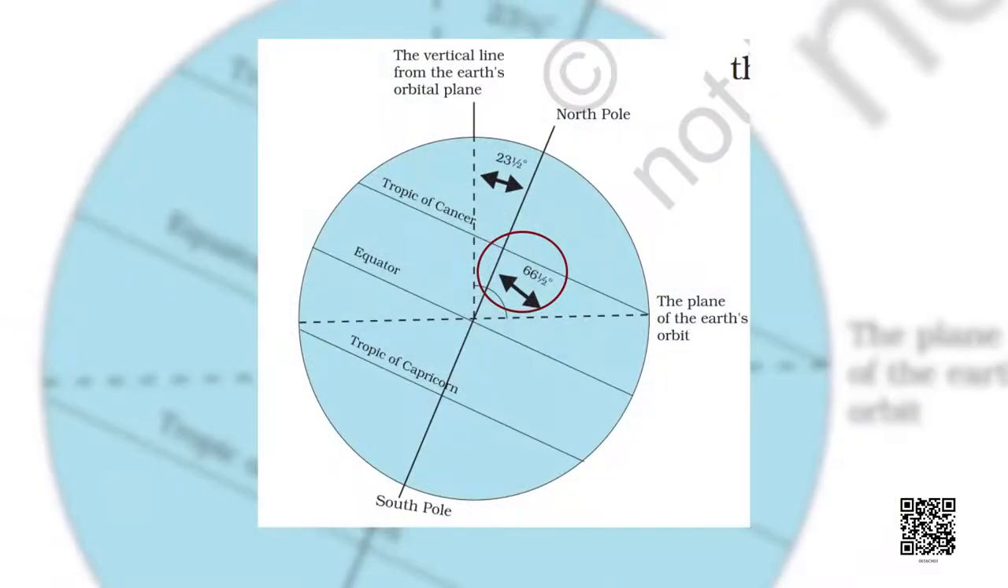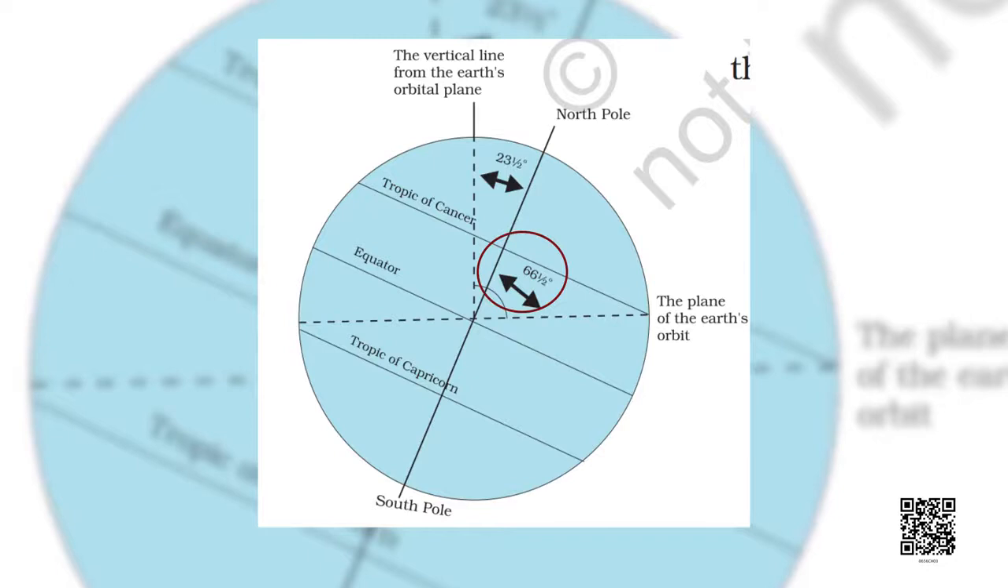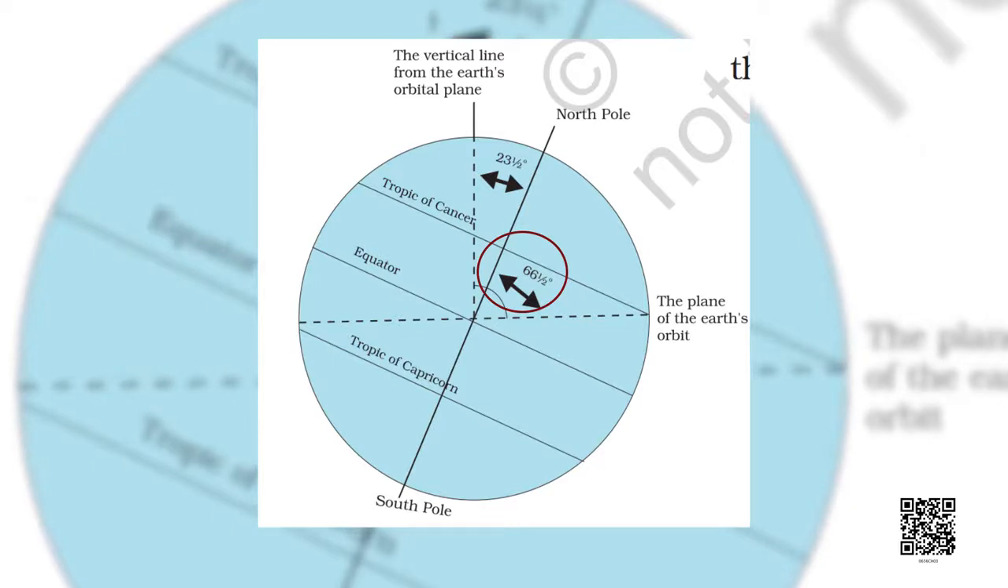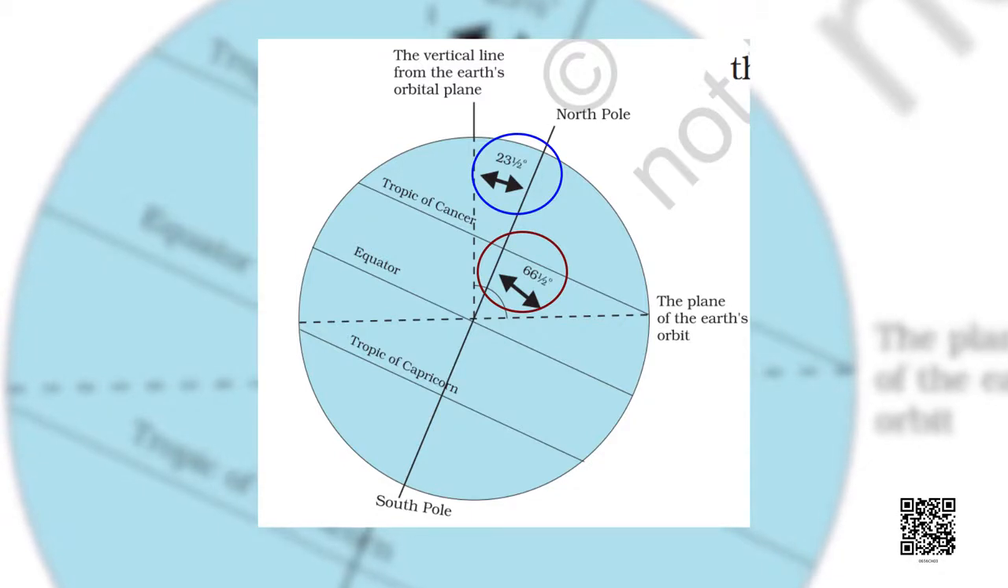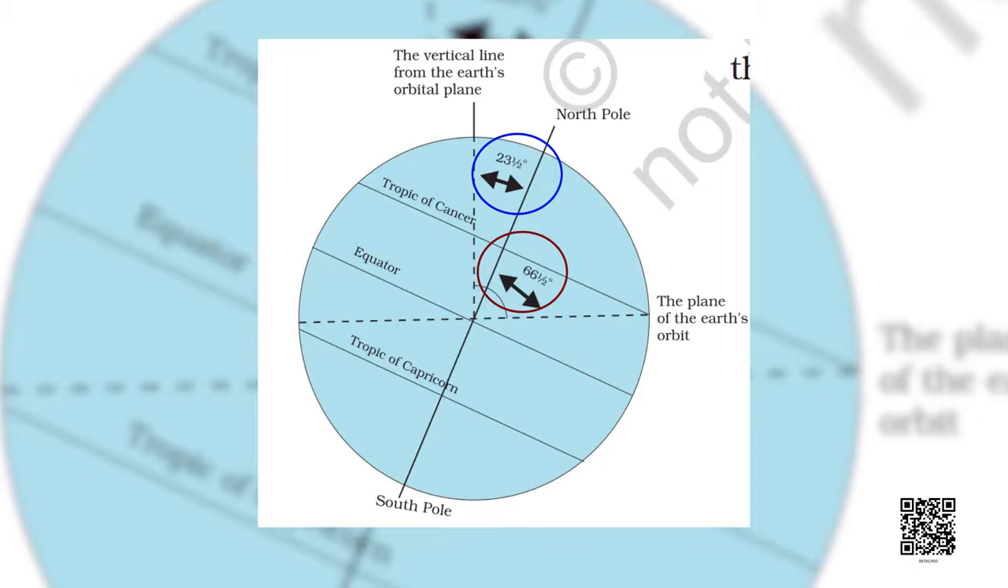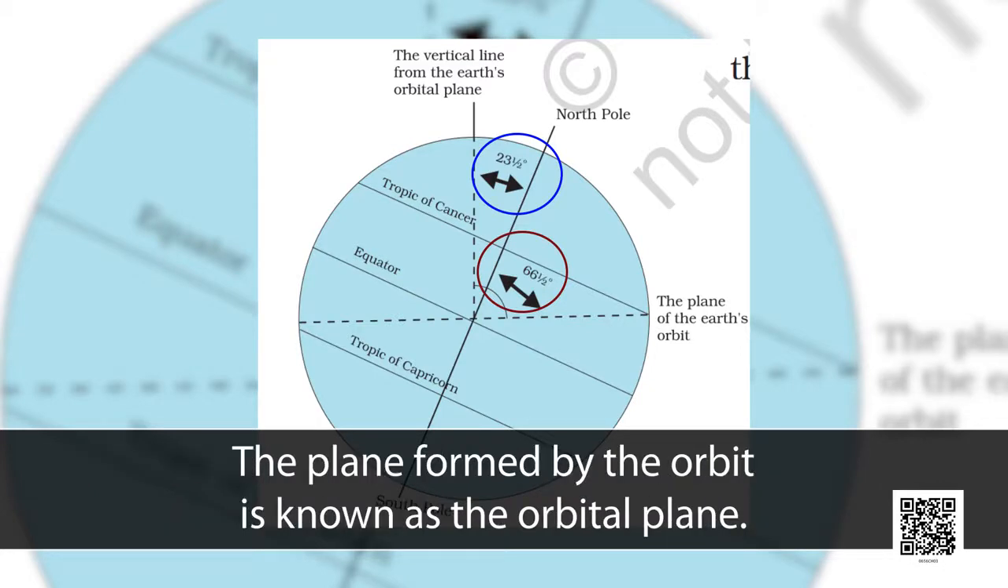Now study this picture carefully. The Earth's axis of rotation is tilted 66.5 degrees with respect to its orbital plane around the Sun, and its axis of rotation is inclined 23.5 degrees from the perpendicular with respect to this plane. The tilt of the Earth affects the angle between the Sun's beam and the normal over a surface. The axis of the Earth, which is an imaginary line, makes an angle of 66.5 degrees. What is the orbital plane? The plane formed by the orbit is known as the orbital plane.